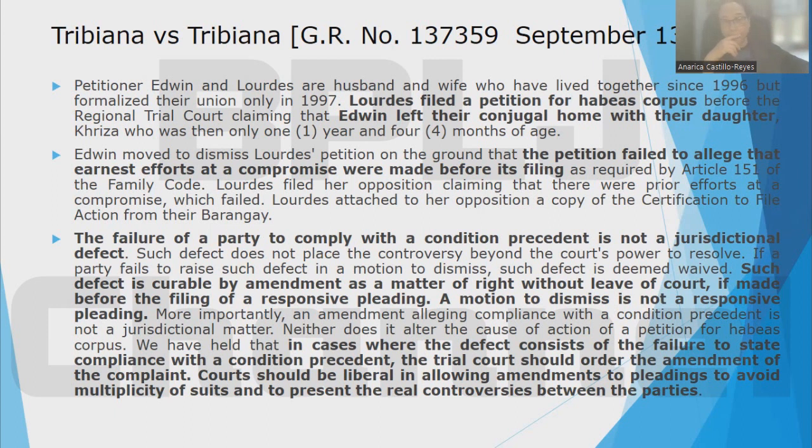Triviana versus Triviana. In this case, Lourdes filed a petition for habeas corpus, claiming that her husband left their conjugal home with their daughter. Now, Edwin moved to dismiss the petition on the ground that the petition failed to allege that earnest efforts at a compromise were made before its filing. Remember that when it comes to suit between members of the same family, you must allege in the complaint that earnest efforts were exerted to settle the case, but it failed.